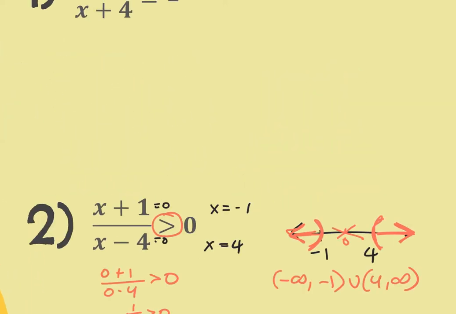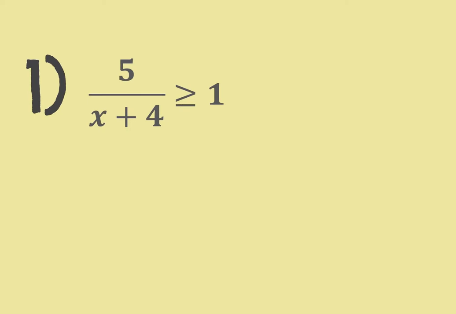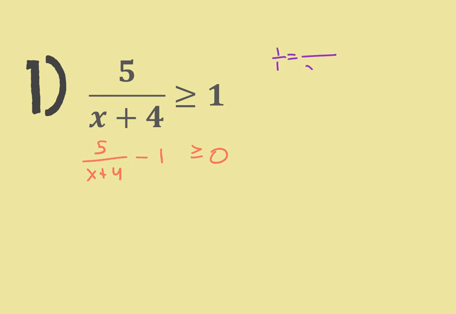Okay, so now go to 1. What happens with 1 is there's no 0 on the other side, right? So I have to move the 1. So I get 5 over x plus 4 minus 1 is greater than or equal to 0. And then I can't have two separate terms. I've got to combine that into one fraction. So I'm going to change 1 over 1 to be something over x plus 4, which would be x plus 4 over x plus 4.